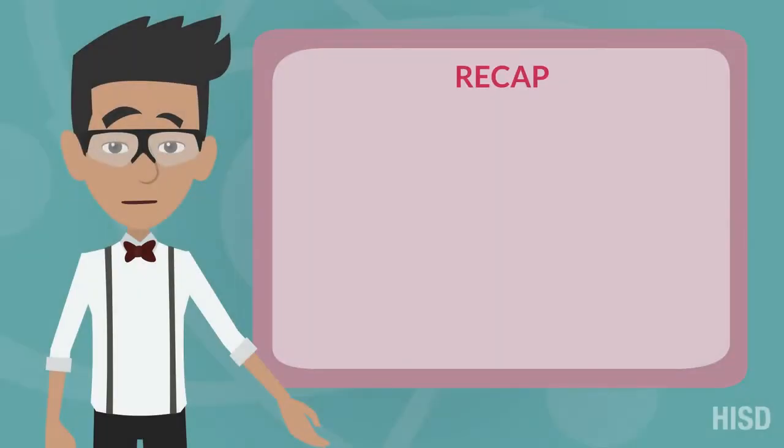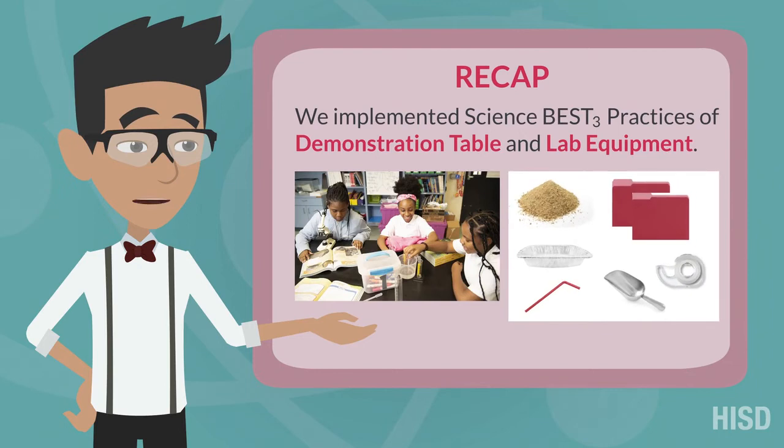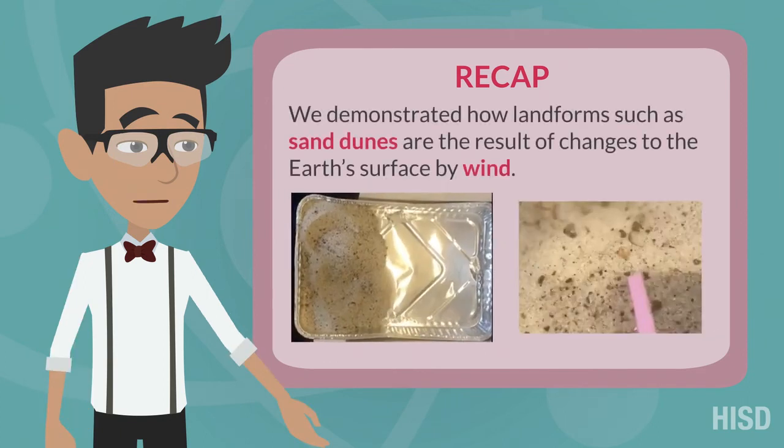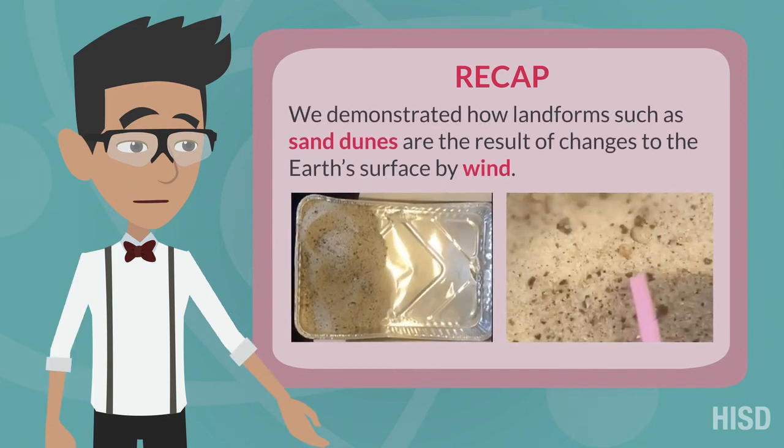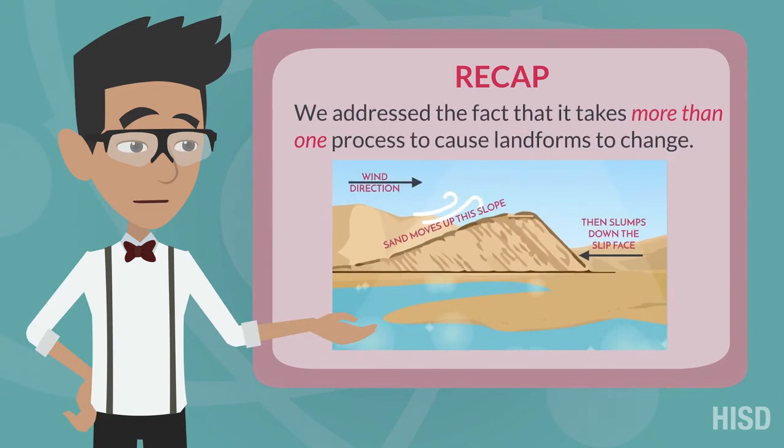Now for a recap. We implemented science best practices of demonstration table and lab equipment. We demonstrated how landforms, such as sand dunes, are the result of changes to the Earth's surface by wind. We addressed the fact that it takes more than one process to cause landforms to change.